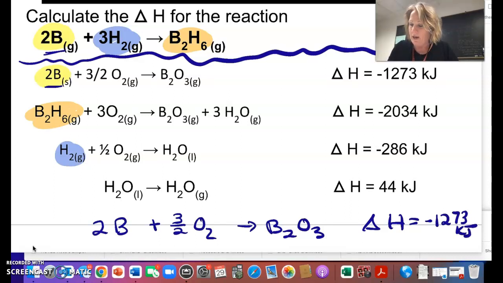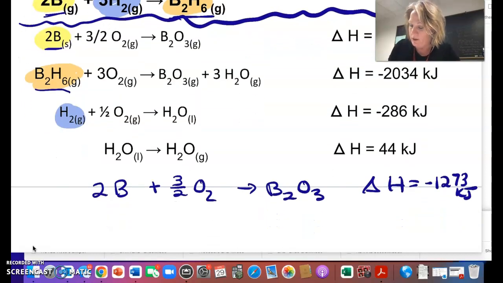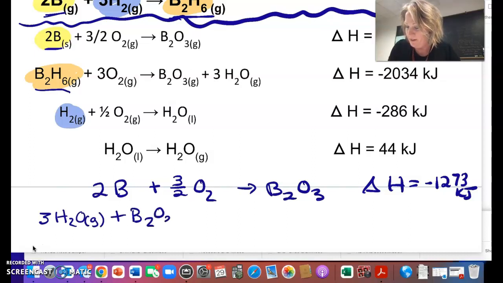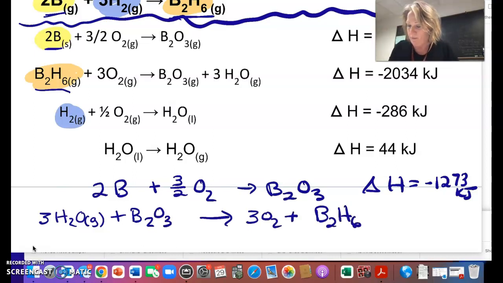Okay, the next reaction, you can see this is a reactant, this is a product, so that's one I do need to reverse. So I'm going to put my 3 waters, and I'm going to keep track of the state of matter here because it does end up mattering. And then I get my 3 O2s, and then I get that B2H6. So I don't have to multiply the reaction because it's 1 mole of each. But I am going to change the sign on the delta H to positive.